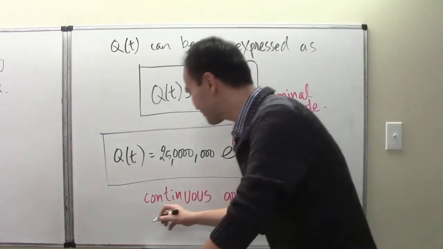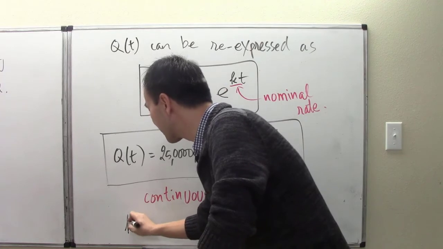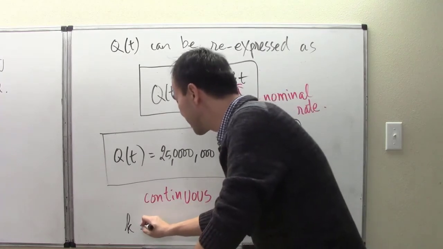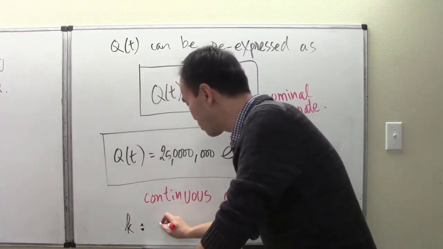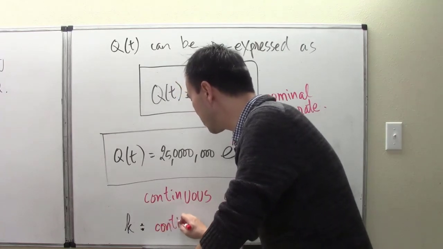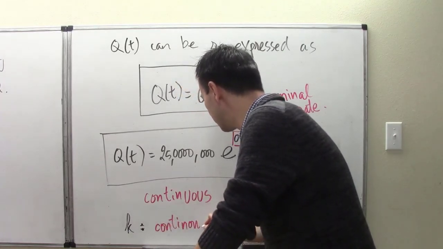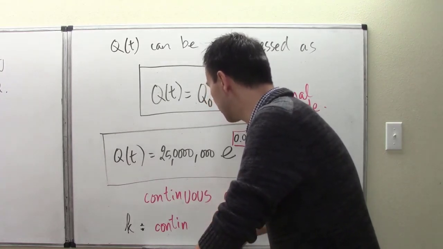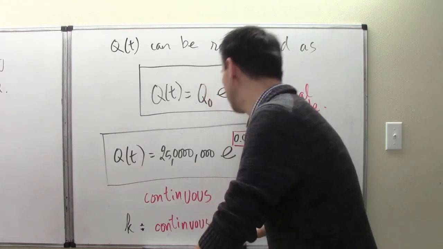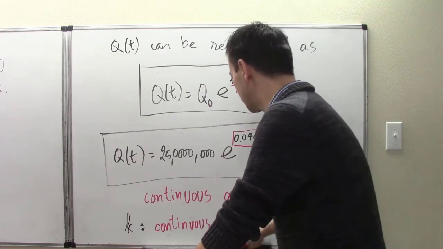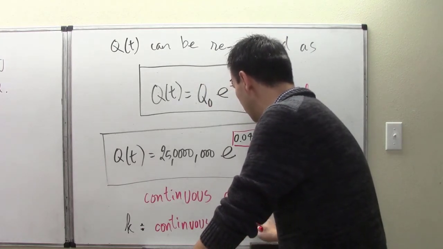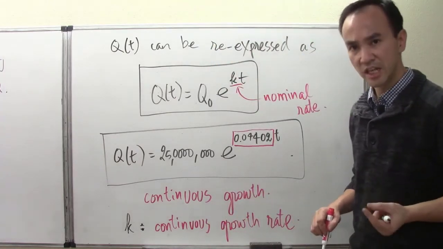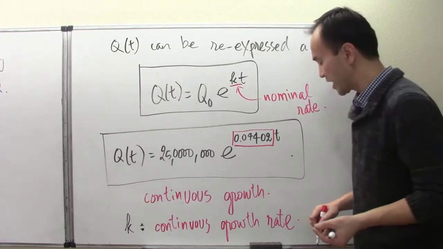And so now the value for k in this problem is called, quite commonly, people refer to that as a continuous growth rate, or just for short, continuous rate. Okay, continuous rate.